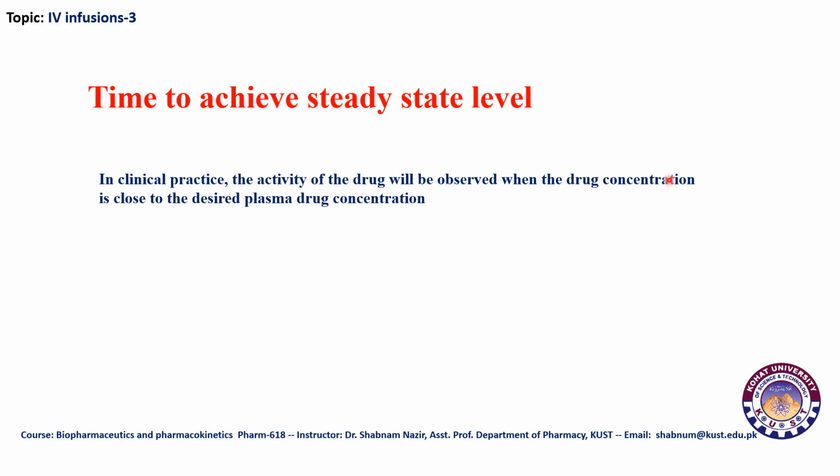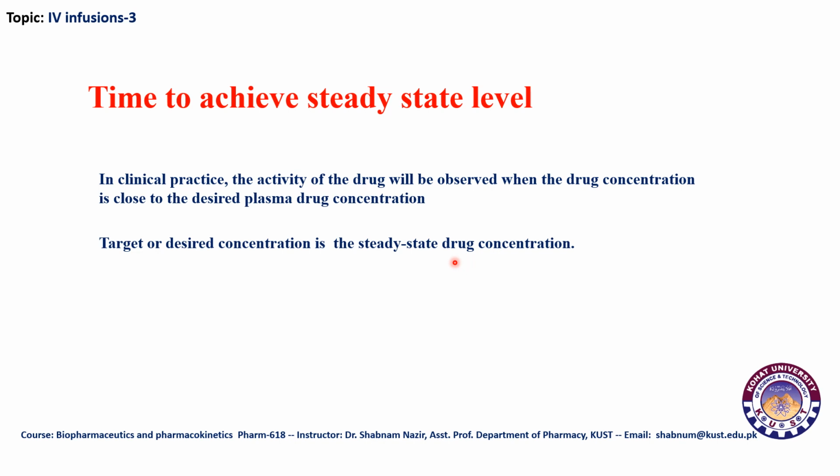So, in clinical practice, the activity of a drug will be observed when the drug concentration is close to the desired plasma drug concentration. Usually, before that, there is an initial phase when the level is rising and reaching the desired one, and then it needs to be monitored and maintained, and the patient would be on constant therapy. So this level is highly desirable, and this targeted or desired concentration is actually the steady state drug concentration.